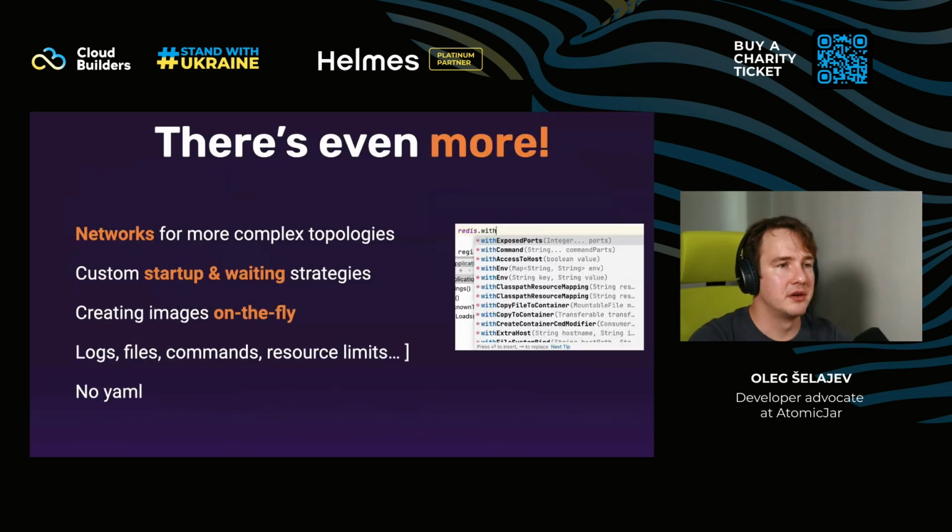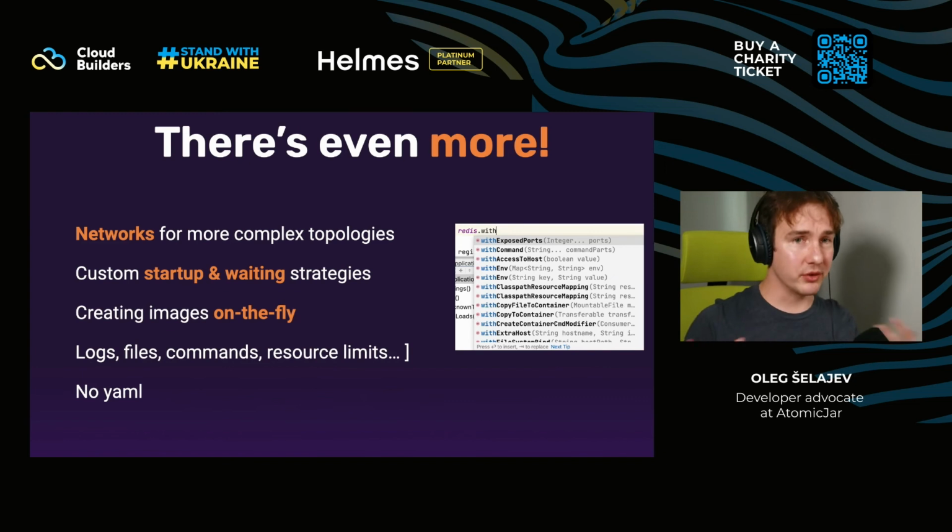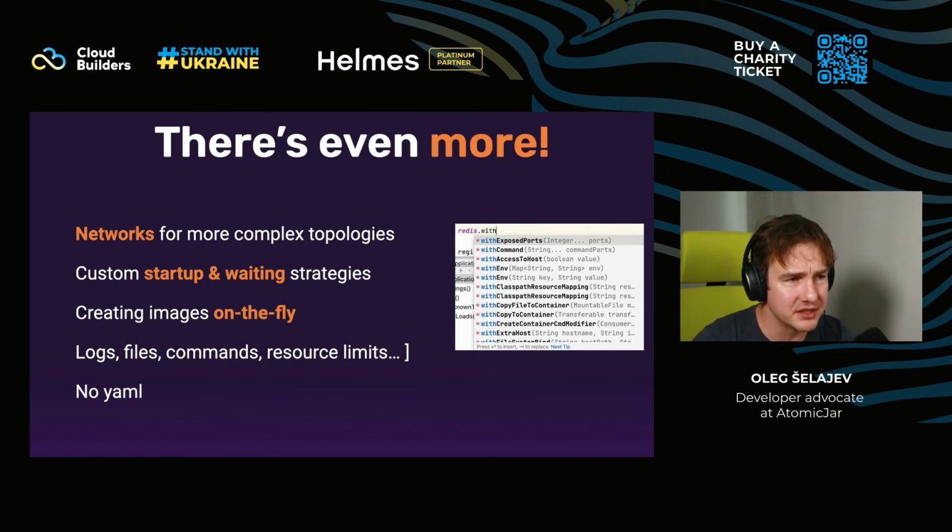So all in all, as I was saying, you can do much more than just create and start the containers. You can create custom waiting or startup strategies to ensure that your database is there and ready to accept things, not just that the container is started. You can create the images on the fly with Dockerfiles, or from the strings of the Dockerfiles, and you can set up limits, access logs, and run commands. The best part is there is no YAML. You don't need to mess with YAML, and it's all encoded in the class hierarchies and the API from your IDE, which is pretty amazing.